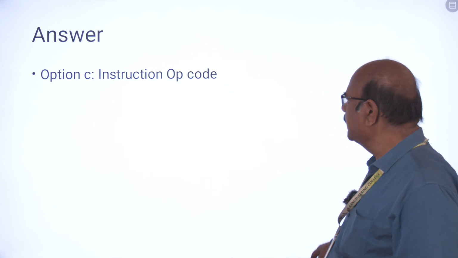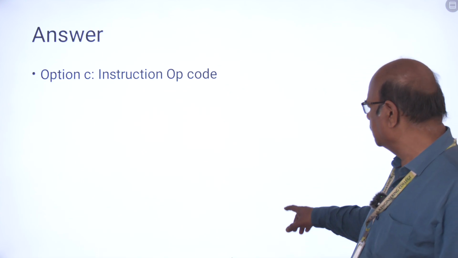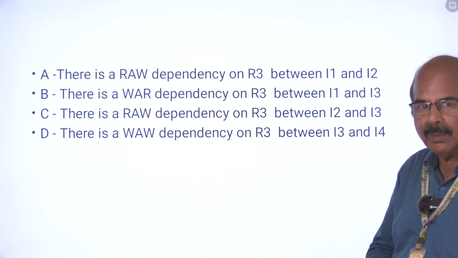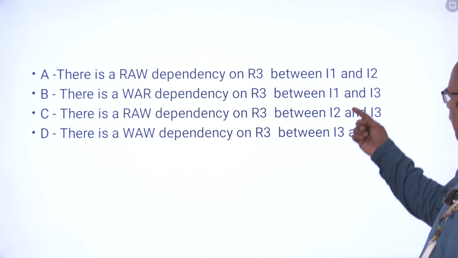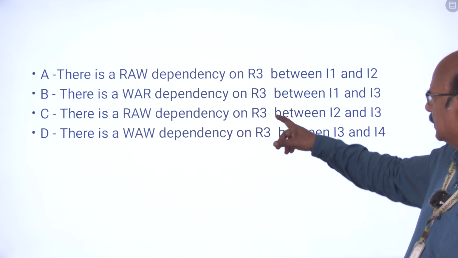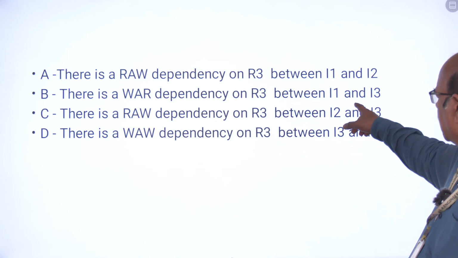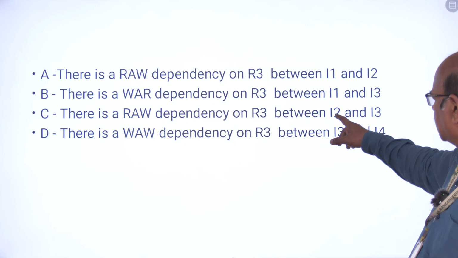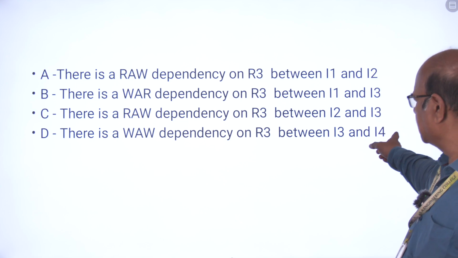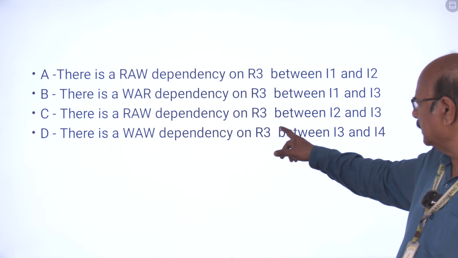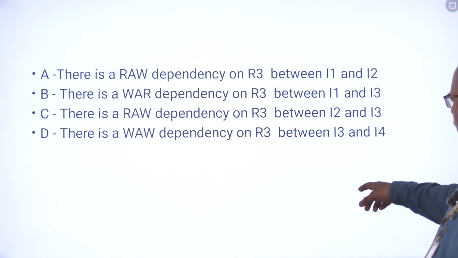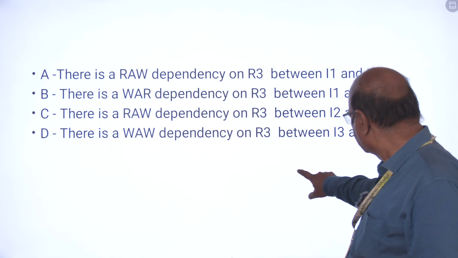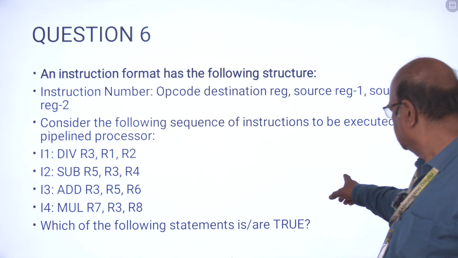There is a RAW dependency on R3 between instruction 1 and instruction 2. There is a WAR dependency on R3 between instruction 1 and instruction 3. There is a RAW dependency on R3 between instruction 2 and instruction 3. There is a WAW dependency on R3 and R4.